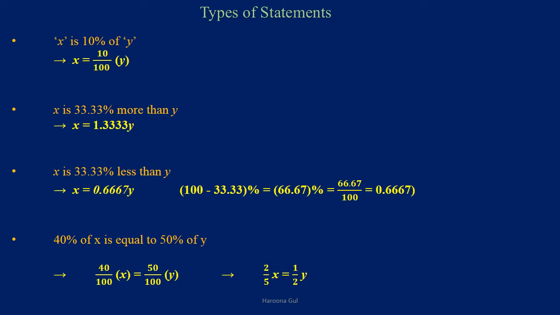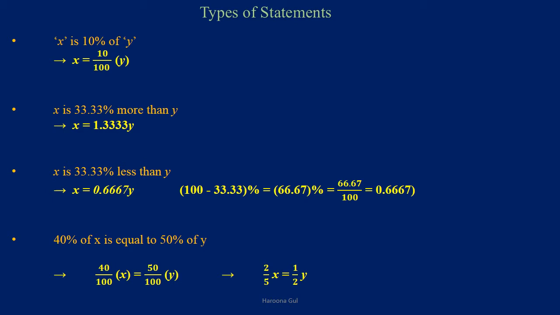Now, if a statement says x is 10% of y, we can convert it into an equation by writing it down as x is equal to 10 over 100 into y, and if we further simplify it by cancelling the extra zeros from the numerator and the denominator, we're going to get x is equal to 1 over 10 into y.